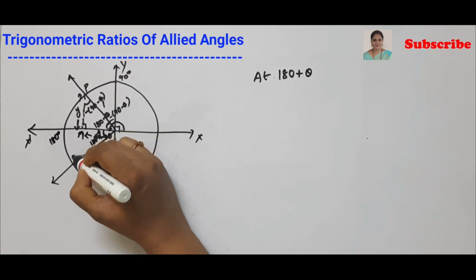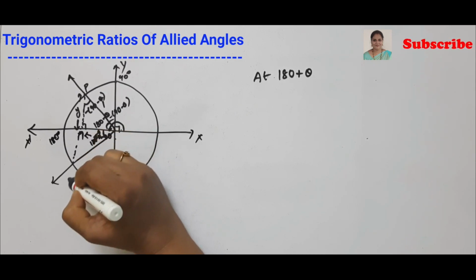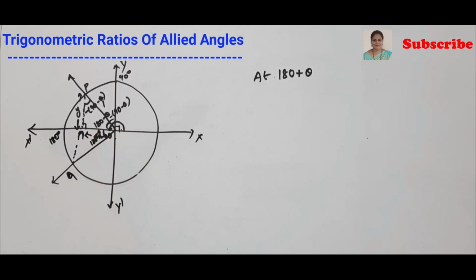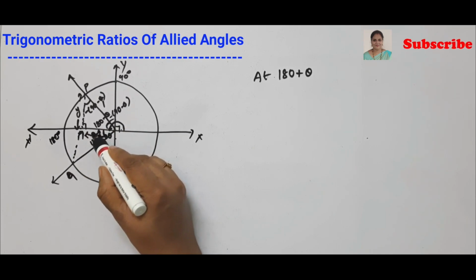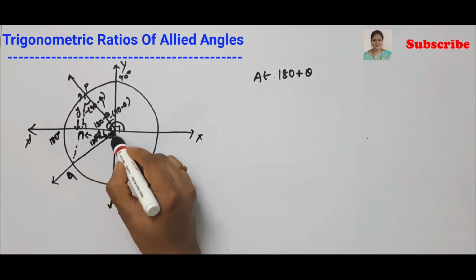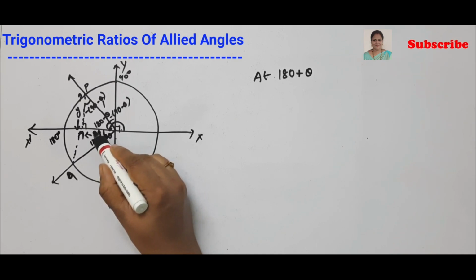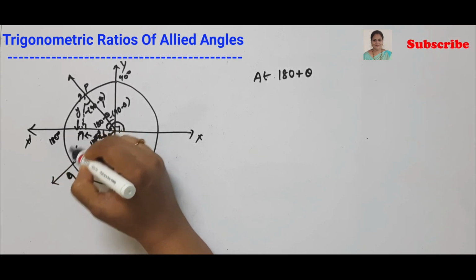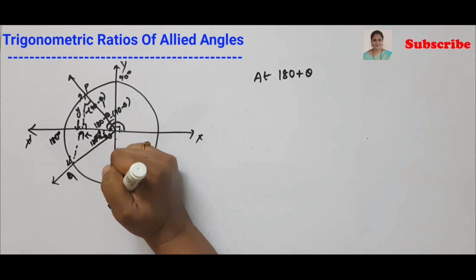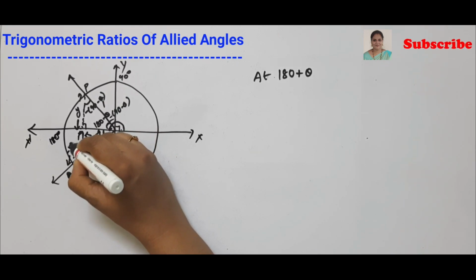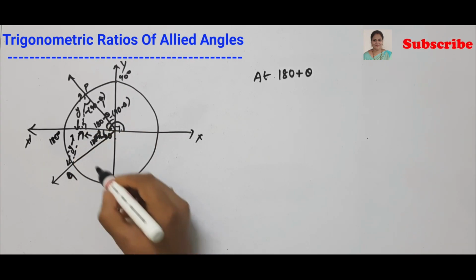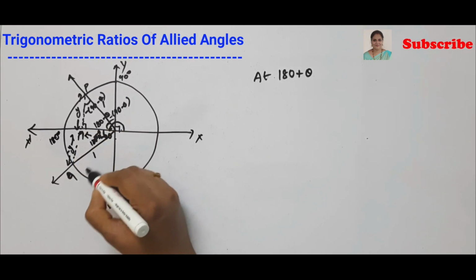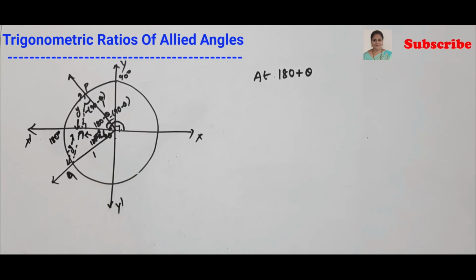Now draw a perpendicular from here to here. Let this point be Q. This angle is 180 minus theta. The distance OM of the triangle is minus x as usual, because x is negative. The distance QM will be minus y, because y is negative, and the hypotenuse length will be 1. We got three sides of the triangle.